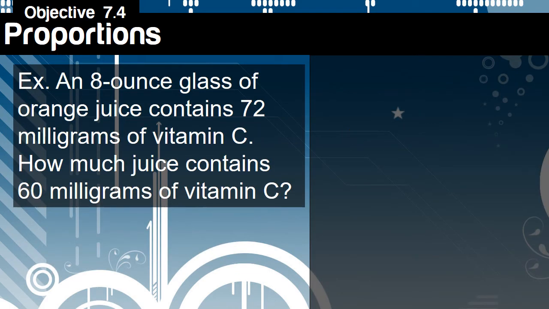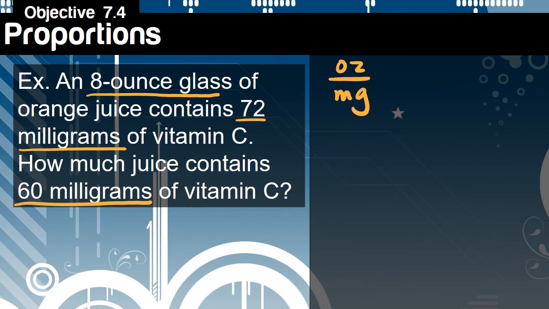And now you're also going to see examples of proportions in word problems. So here we go. We have an 8-ounce glass of orange juice that contains 72 milligrams of vitamin C. How much juice does 60 milligrams of vitamin C cost? In order to set this proportion up, we have ounces over milligrams needs to be equal to ounces over milligrams.